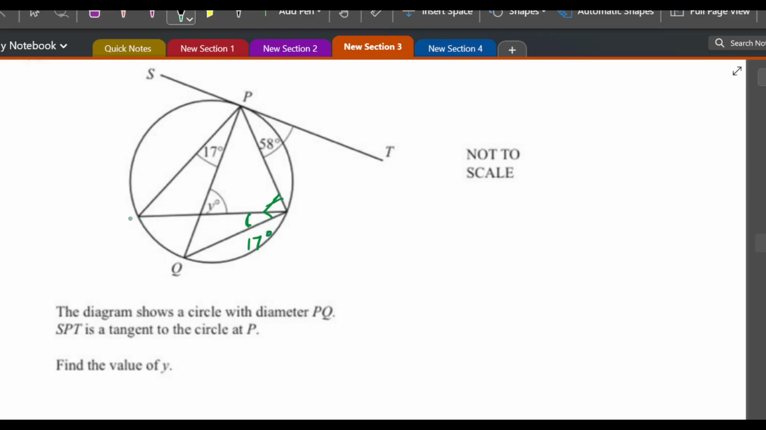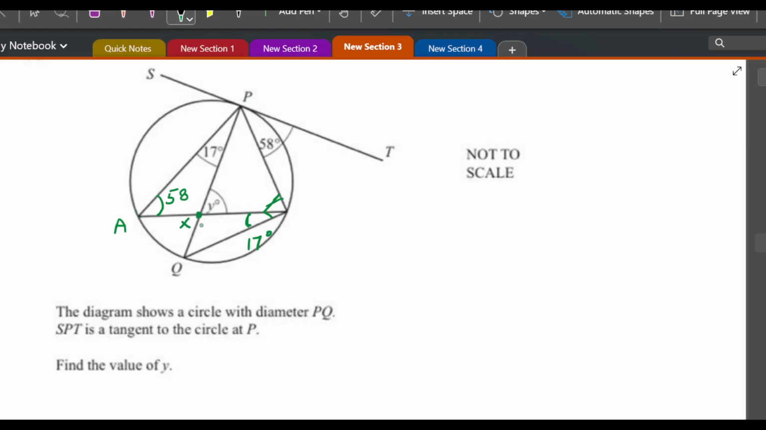17, 17. I will name this part A. In AQ, same segment in AQ, one angle is 17, the other angle is also going to be 17. Now by alternate segment test, this angle is going to be 58. Now concentrate on triangle AP and name it any point, say X.